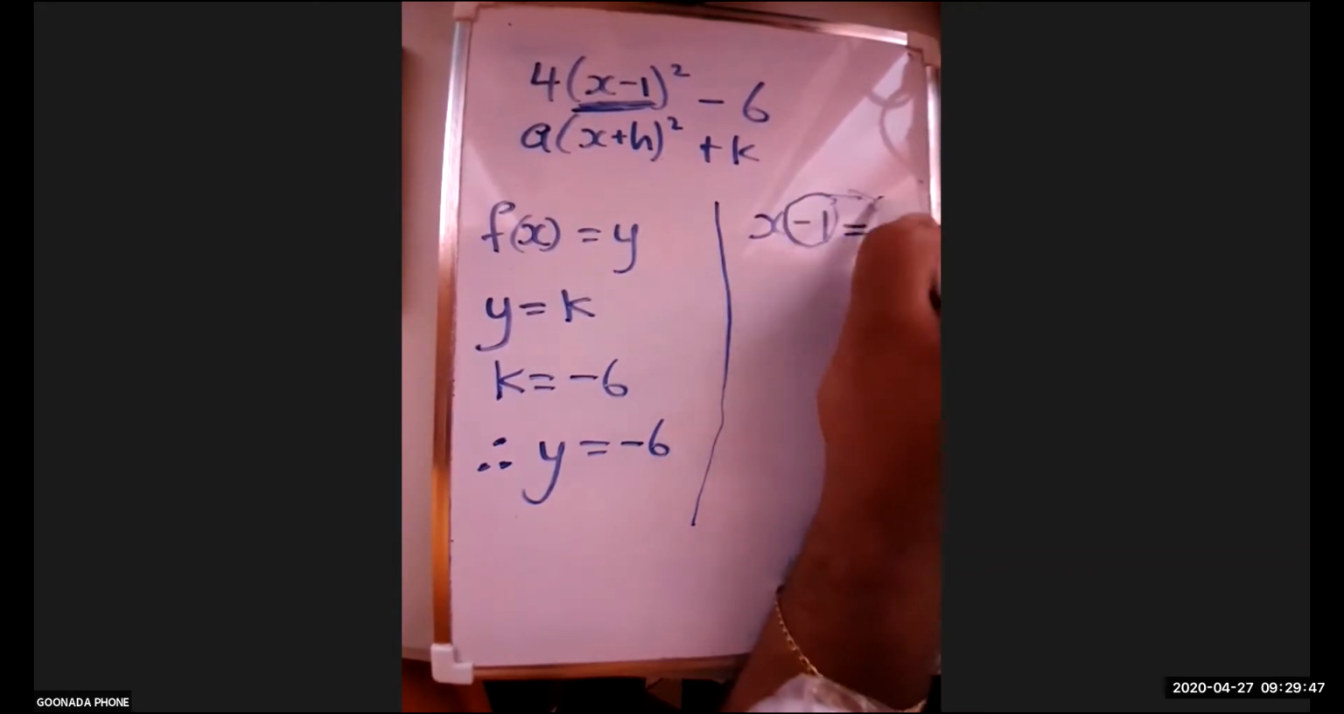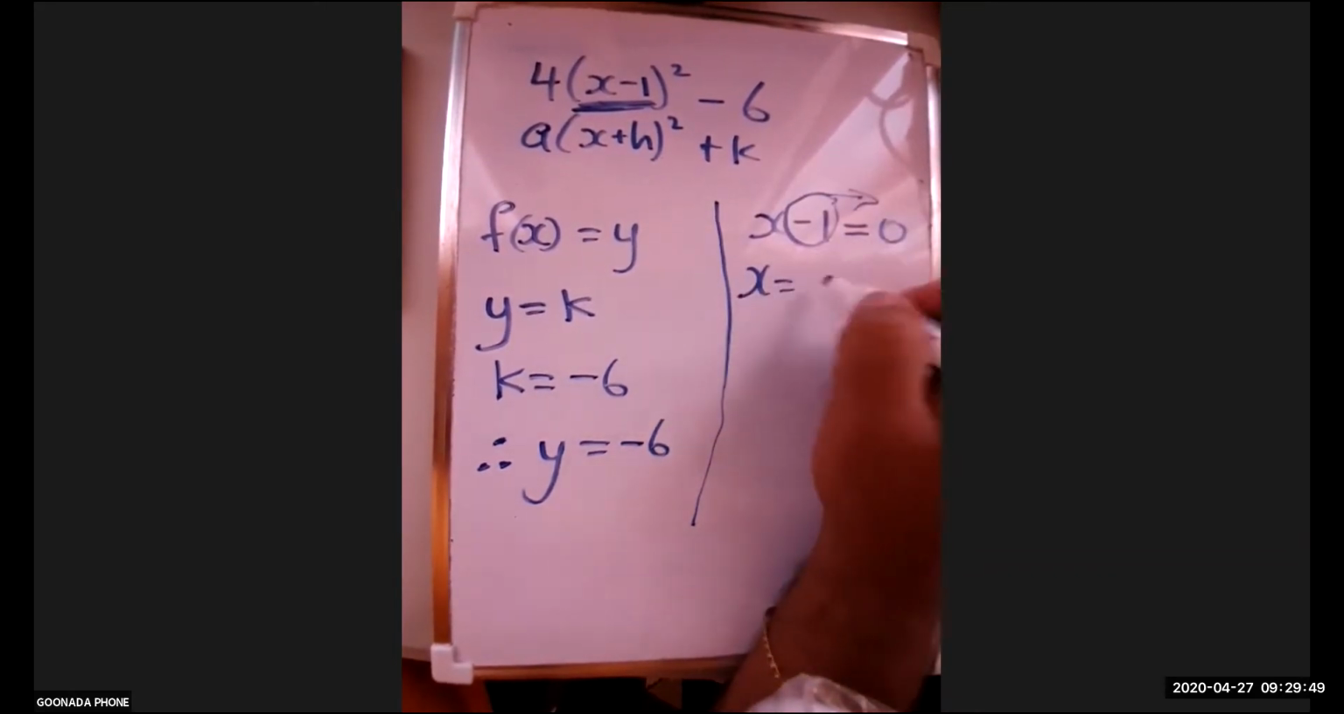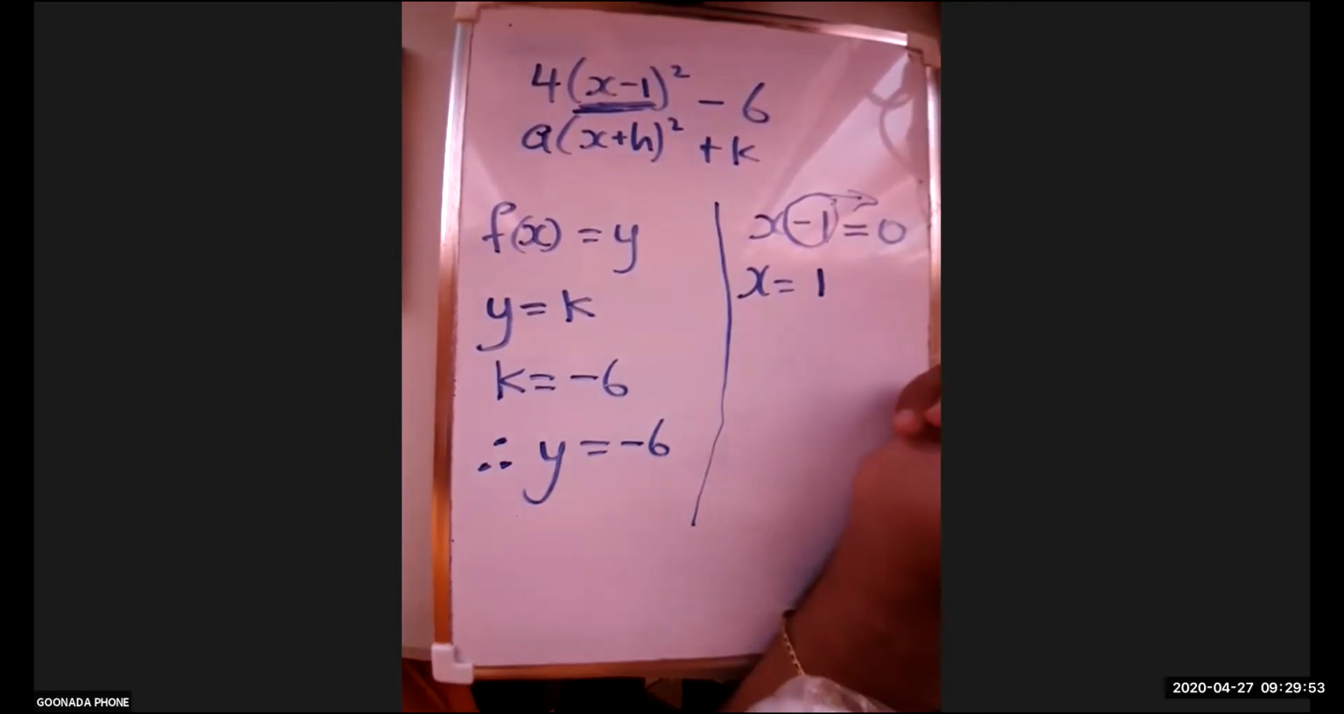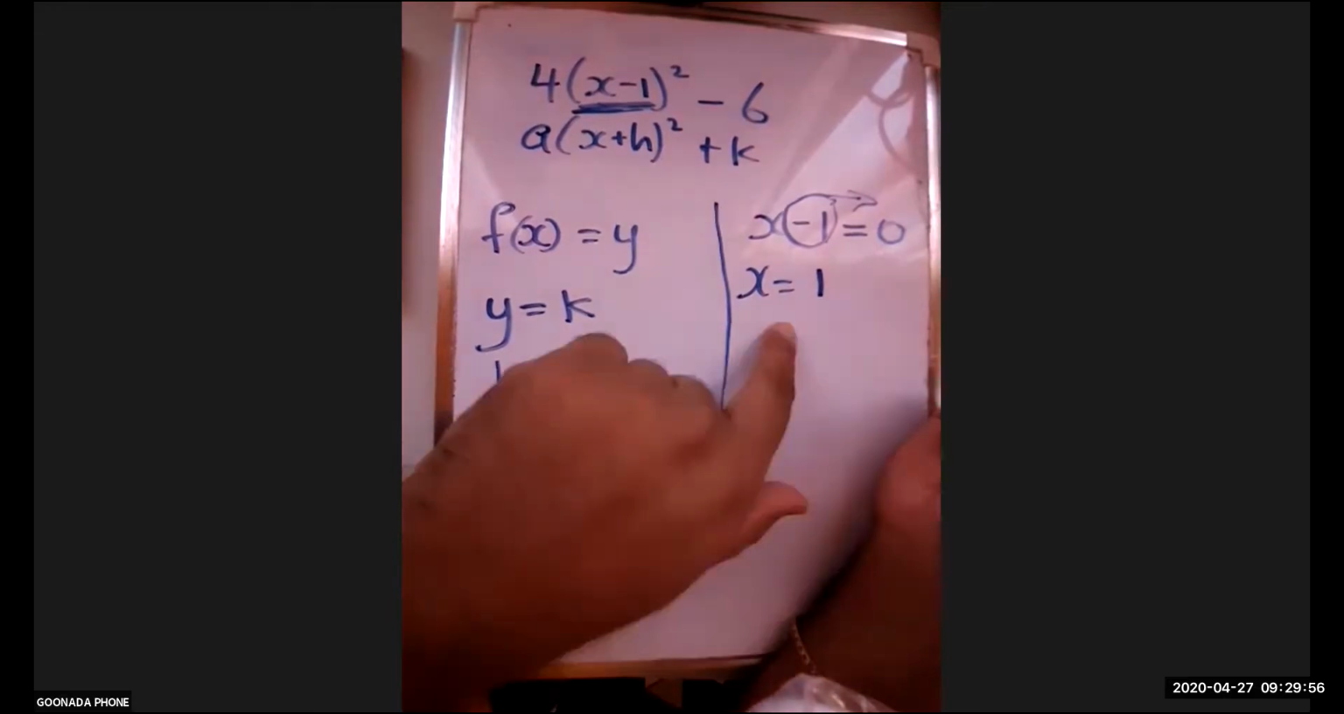So take this, you carry it across, x is equal to 0. This goes across, it becomes plus 1. 0 plus 1 is 1. So x is 1. So y is -6, x is 1.